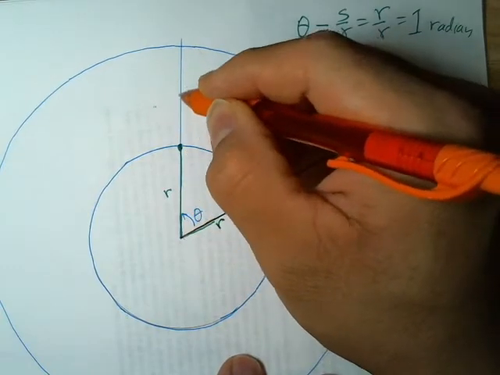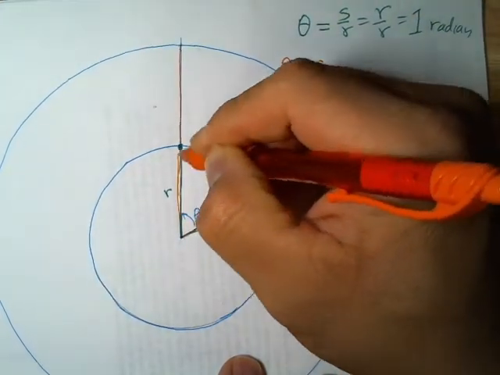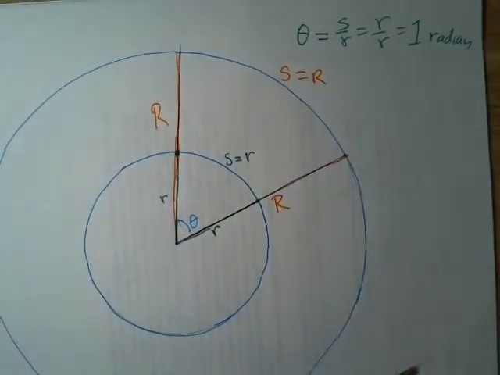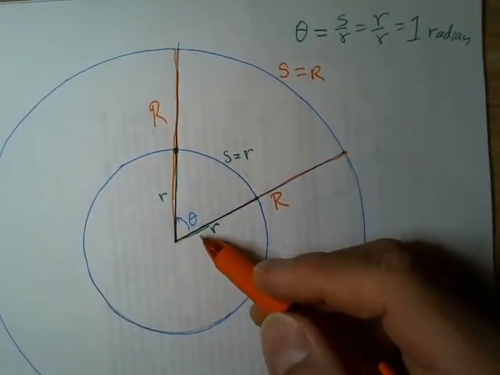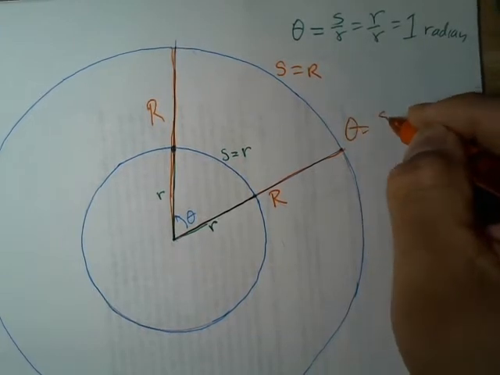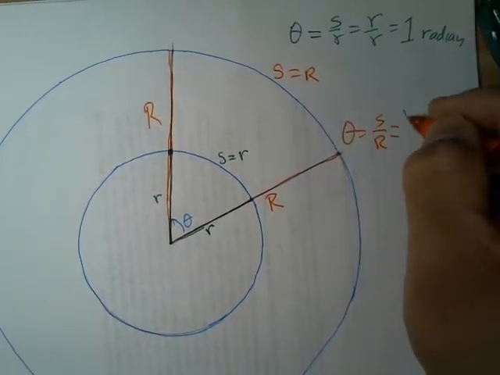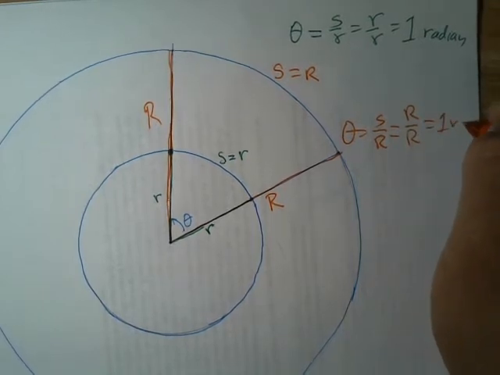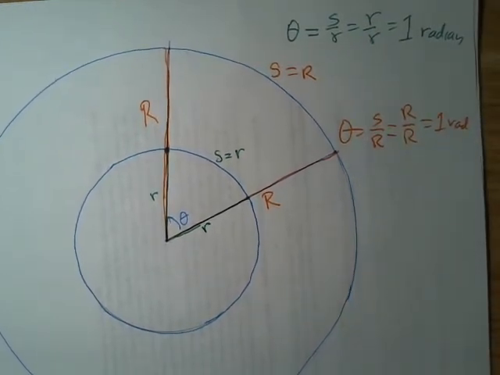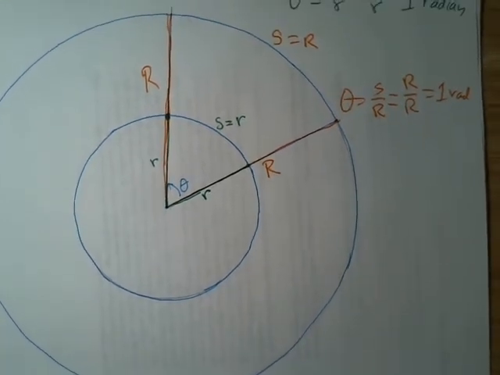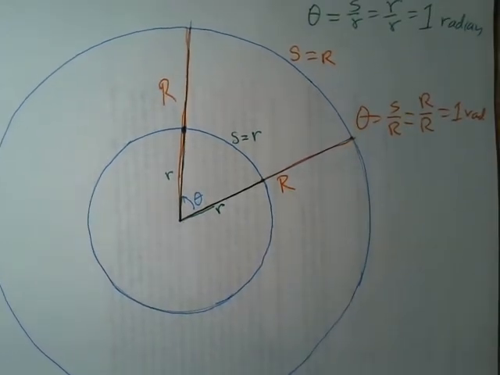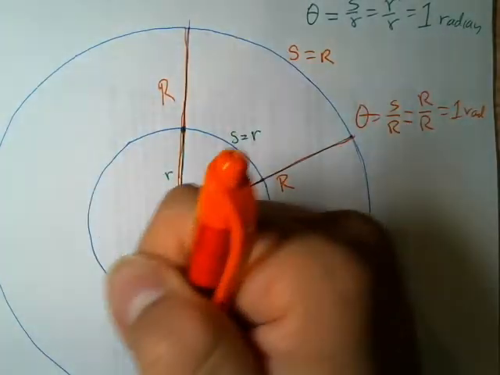That should make sense, because notice that it's the same angle. That angle doesn't change. So in this case, theta is s over capital R, but that is r over r, 1 radian. So regardless of the size of the circle, it's still describing that same angle. We're just dealing with ratios of the radius and the arc length. So that leads us to, how many radians in one complete revolution?